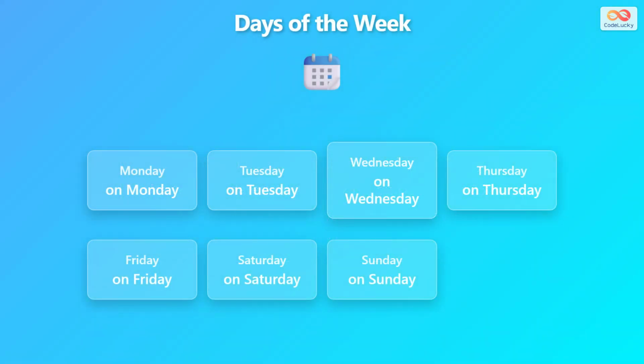Every day of the week uses on. On Monday, on Tuesday, on Wednesday, on Thursday, on Friday, on Saturday, on Sunday. Always use on before any day name.